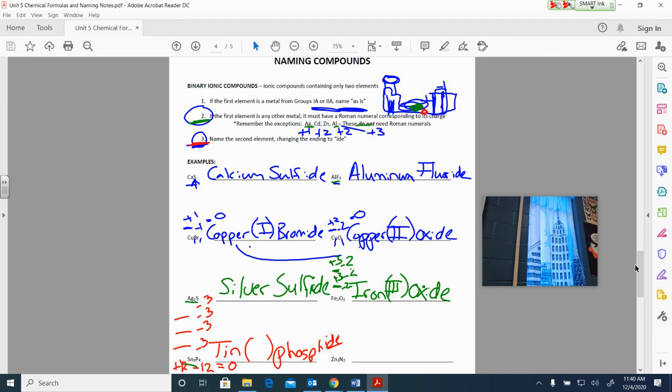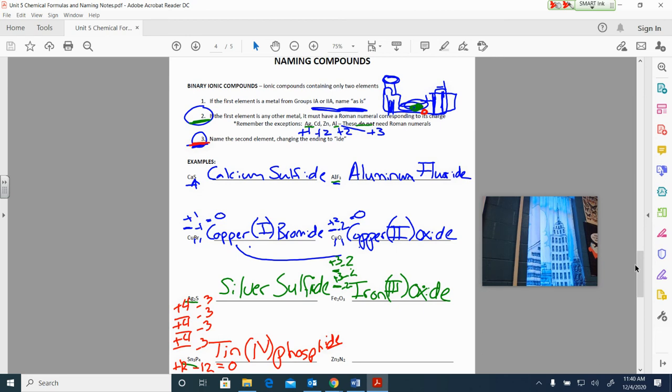So what plus what plus what gives me a plus 12? Think about it. You can always just divide the number by how many things you're looking for. I need 3 of them, so it's 12 divided by 3, which is 4. So plus 4, plus 4, plus 4 totals up to be a positive 12. So each of these tins had to be a plus 4 charge.